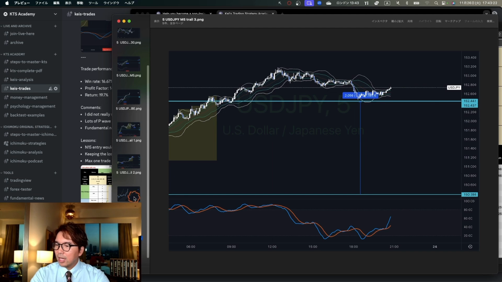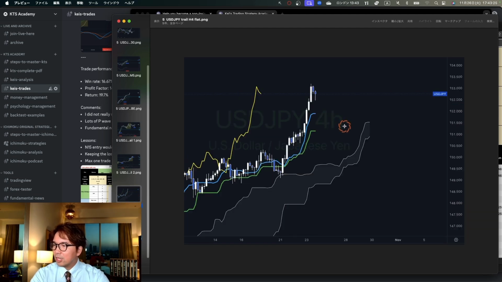Back then, in terms of the 4-hour time frame, it was showing like this. The price is still above the Tenkan-sen and Kijun-sen, but if you closely look at the Tenkan-sen and Kijun-sen angles, they are flat, right? Tenkan-sen, Kijun-sen flat. That means the market potentially retraces to either Tenkan-sen or Kijun-sen.